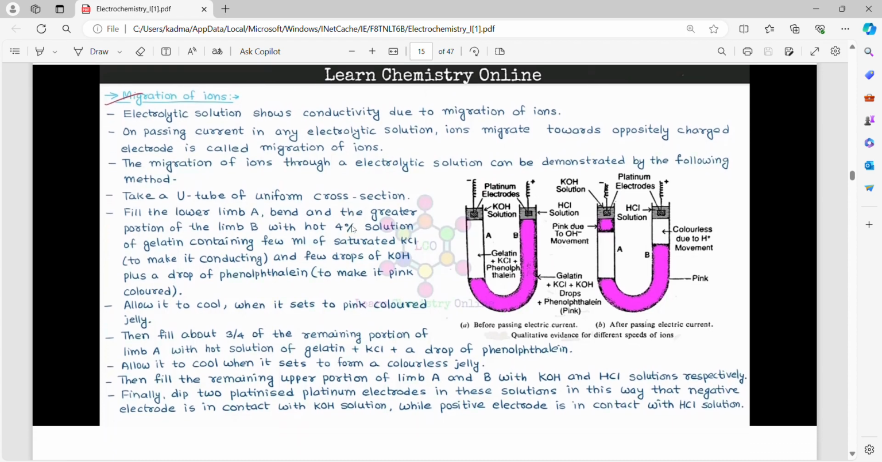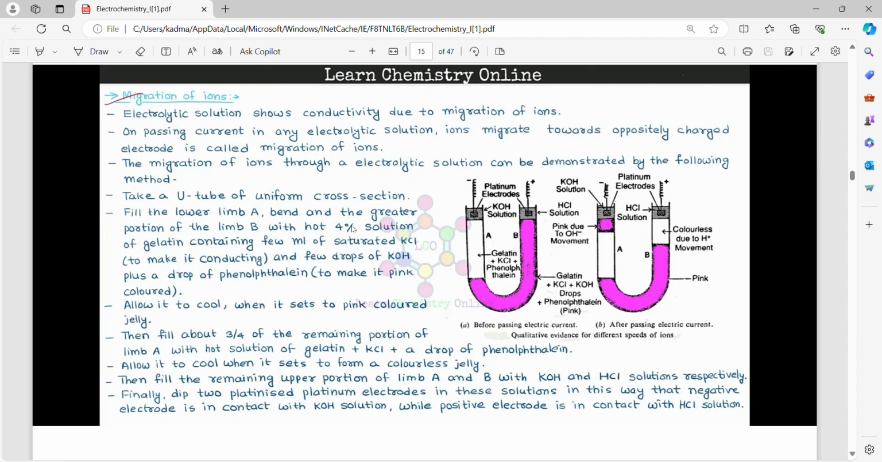Migration of ions. Electrolytic solution shows conductivity due to the migration of ions. On passing current in electrolytic solution, ions migrate towards the oppositely charged electrode, which is called migration of ions. The migration of ions through electrolytic solution can be demonstrated by the following method.